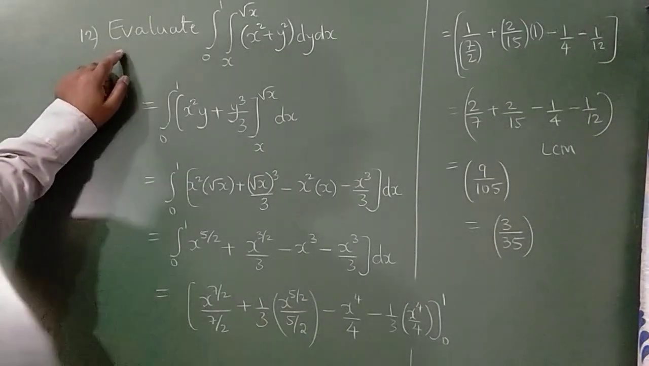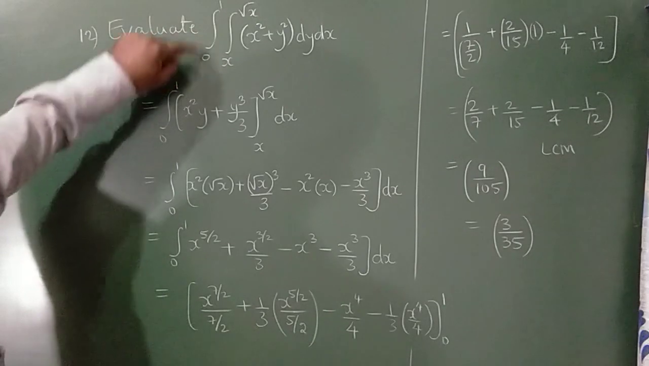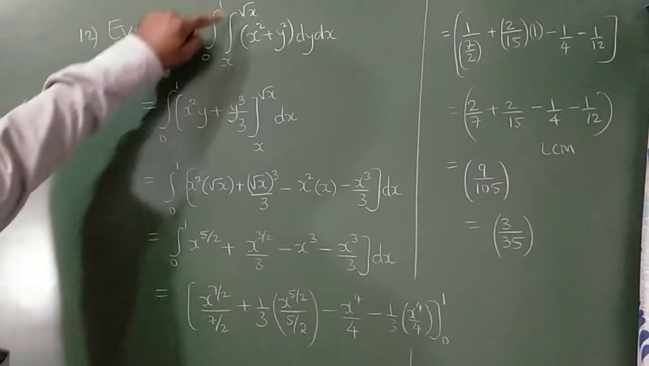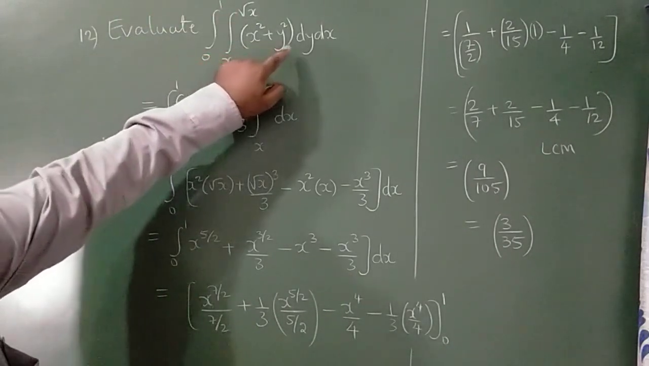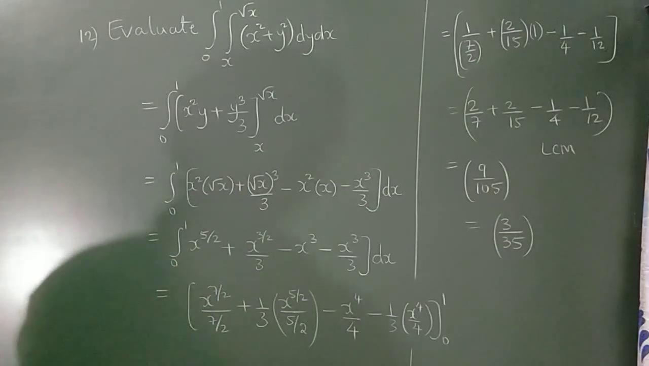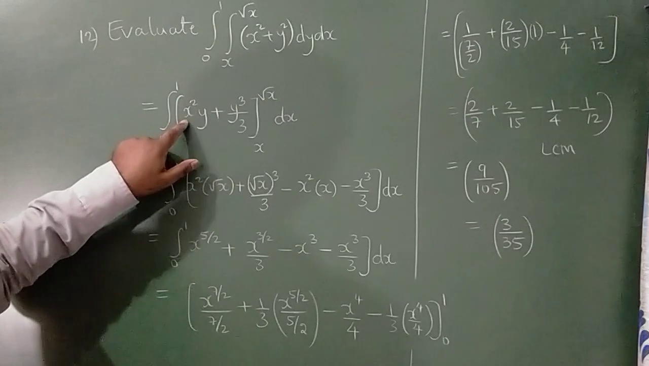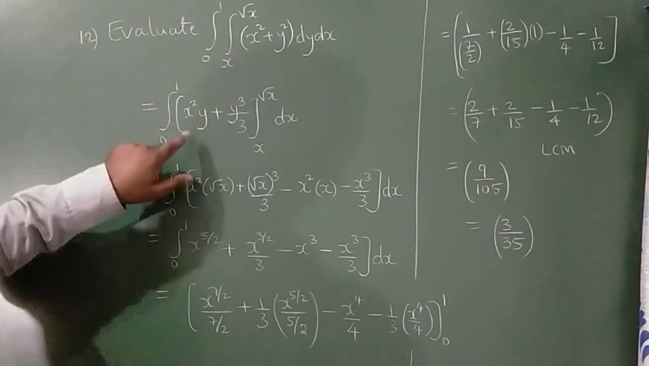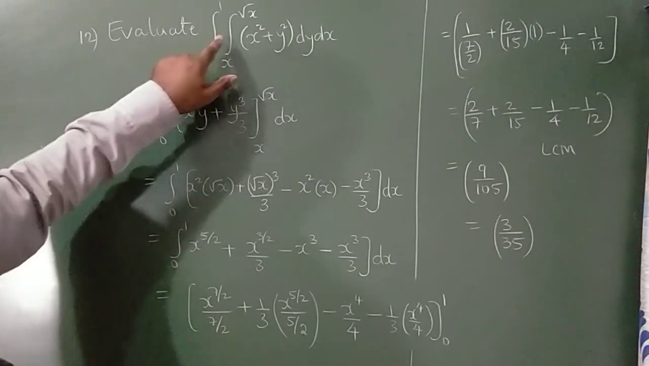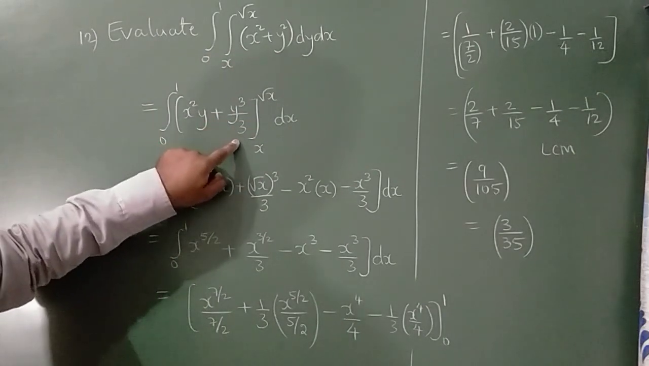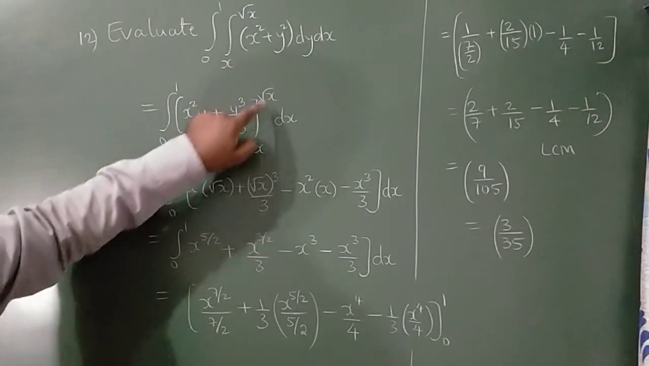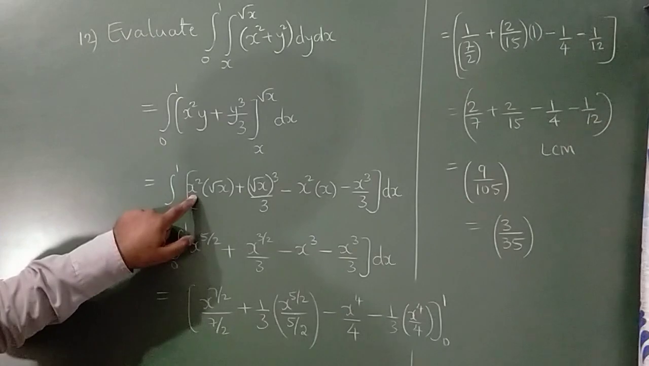Now next question. Evaluate the integration from 0 to 1 of the integration from x to root x of x square plus y square, dy dx. First you need to integrate with respect to y. Fine. Then the x term will become constant. So integration of 1 will become y, plus integration of y square will become y cube divided by 3. Now the range is from x to root x. So x square as it is you should write.